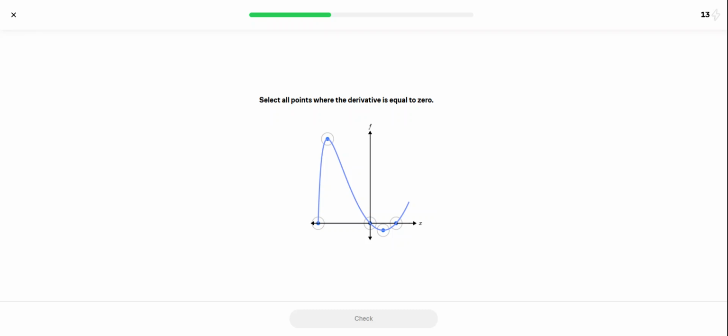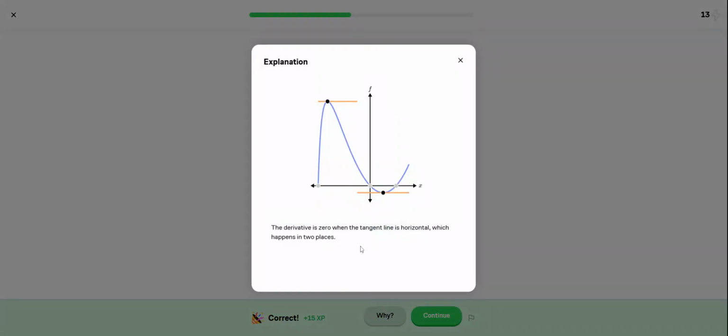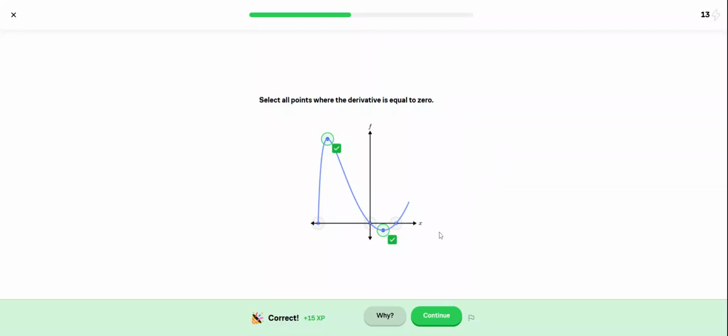Okay, select all points where the derivative is equal to 0. First derivative equal to 0: only two values, here and here. Let's check. That is correct. Let's see why. The derivative is 0 when the tangent line is horizontal, which happens in only these 2 points of f of x. Similar explanation, simple as that. Stationary points are where the curve has a horizontal tangent, as you've already seen. Continue.